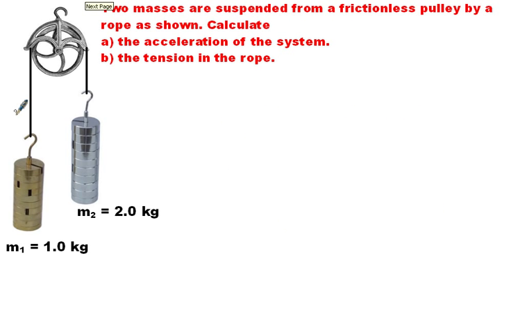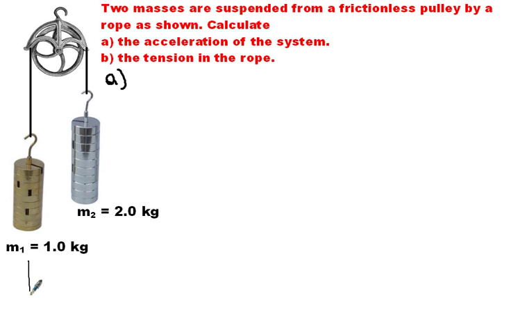Two masses are suspended from a frictionless pulley by a rope as shown. Calculate A, the acceleration of the system, and B, the tension in the rope. So first we're going to find the acceleration of the system. Again, I'm going to draw a free body diagram of all of the forces acting on this system.